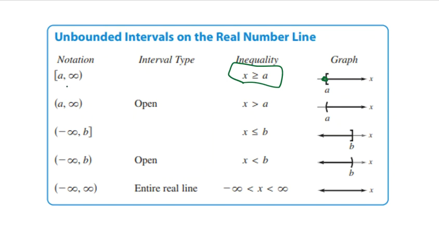So again, that is closed because you're allowed to equal A, but it is unbounded because you're going all the way as far as you want above it. Here is X is greater than A, not closed, not equal to A. So that's just using a parenthesis on the A, again, going all the way towards infinity.